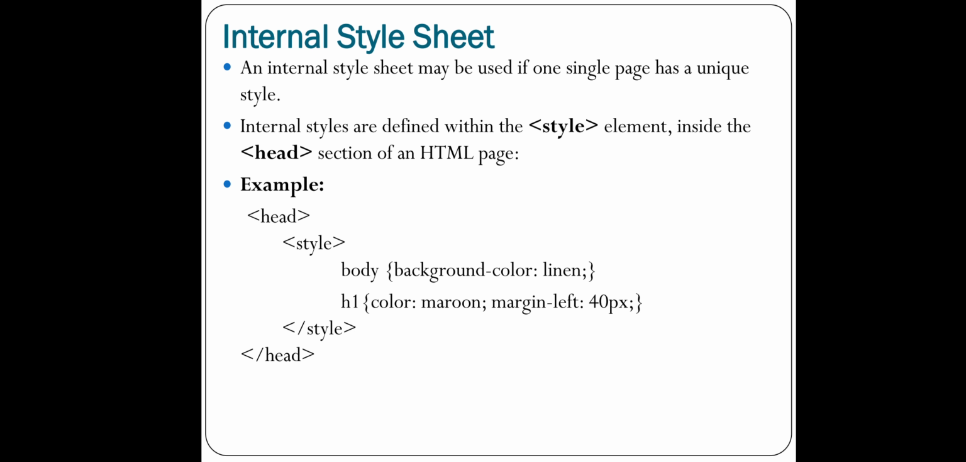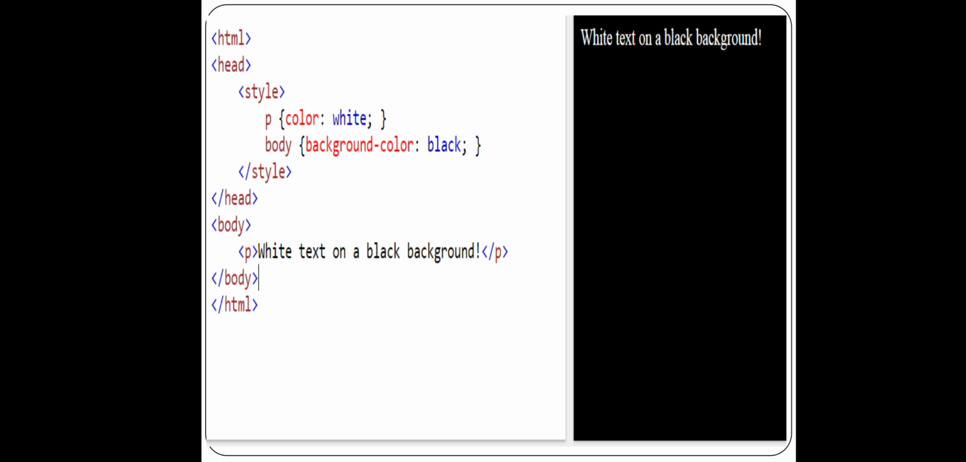For H1 what am I using? Color: maroon. Color colon maroon means I am assigning the maroon color value to the color property. Which color? Text color. And margin-left is the property, it has the value 40 pixels. So it will leave a margin of 40 pixels and then it will print whatever is there in the H1 tag, right? So let us see what is given in the next slide. Now here you can see there is code using an internal style sheet and the output of that code.